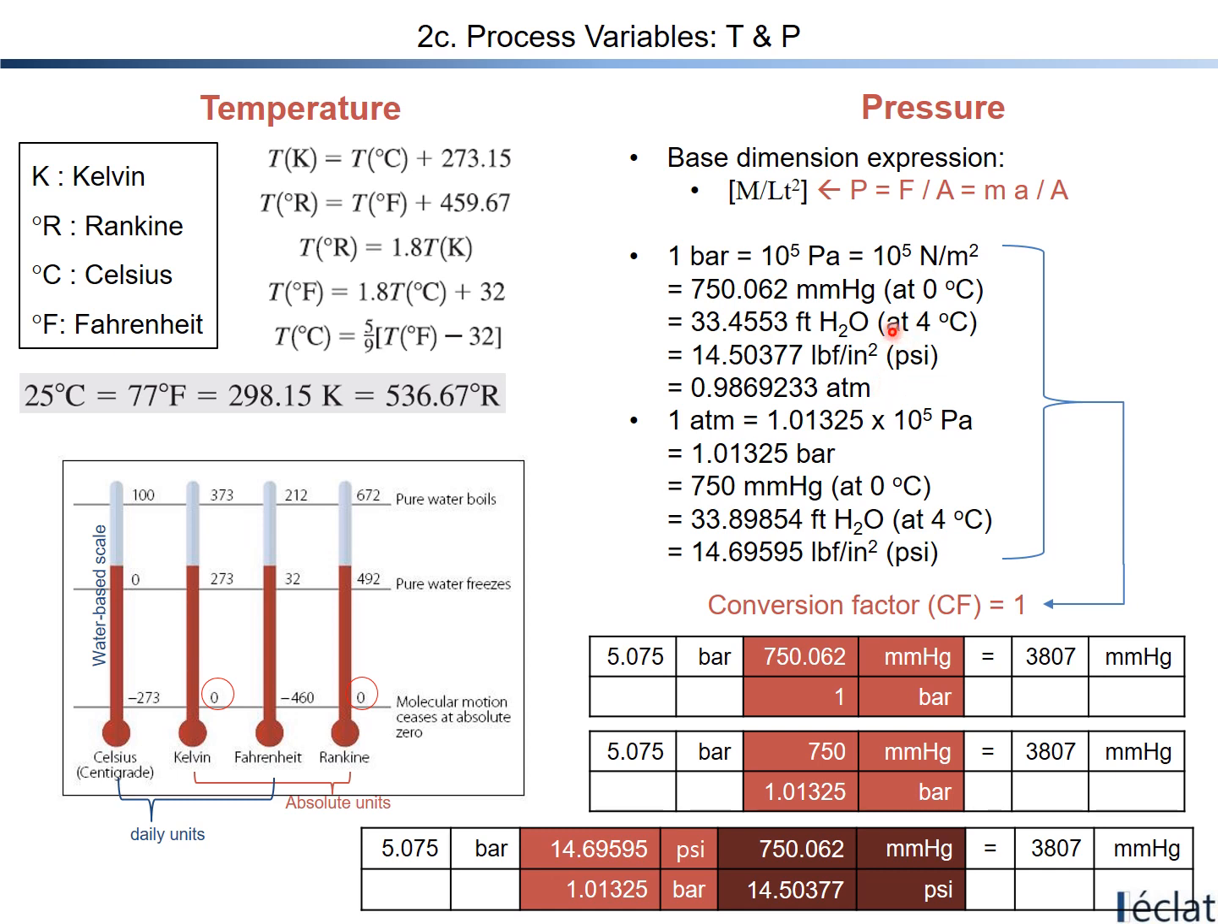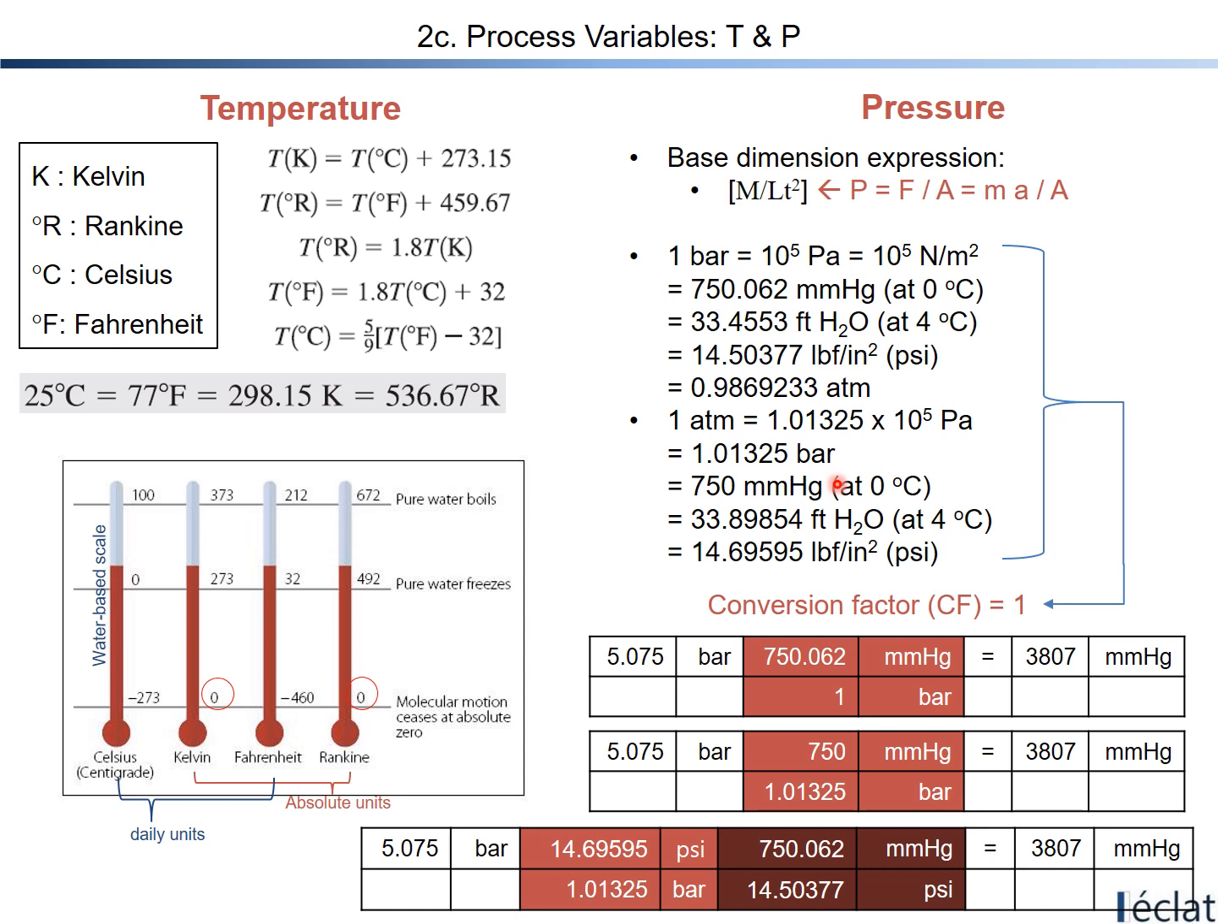This is the equal relationship. I mean, 1 bar is equal to 10 to the 5 Pascal, is equal to 10 to the 5 Newton per meter square, is equal to 750.062 milli Hg, and so on. This equal relationship can be used as the conversion factor to convert one unit into the other unit. So I have presented one group of the equal relationship and the second group of equal relationship.